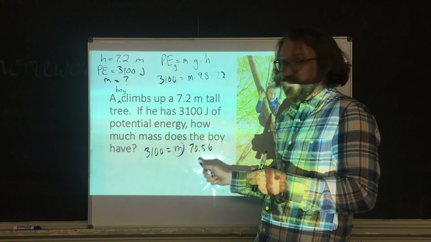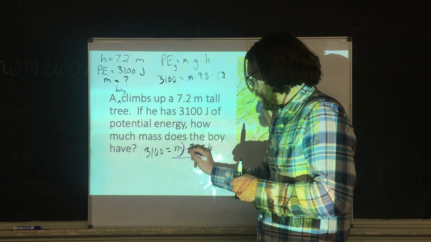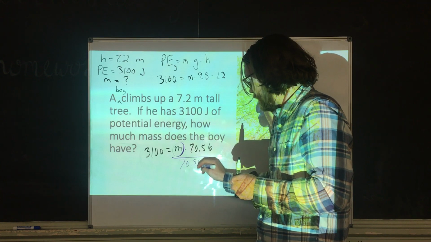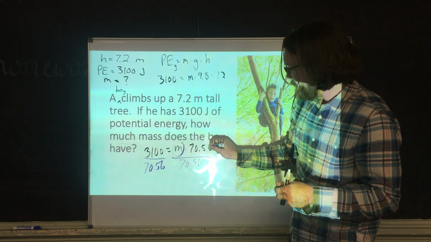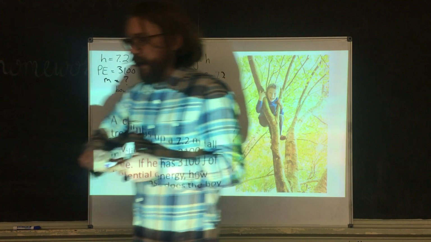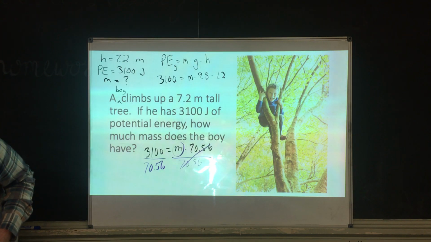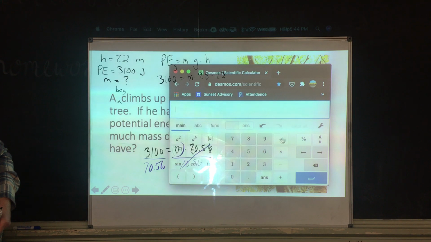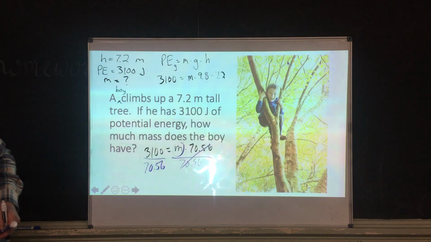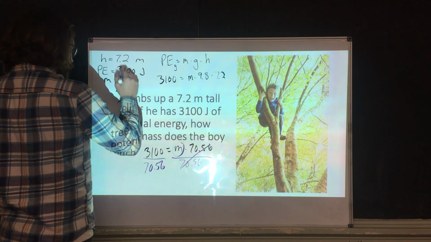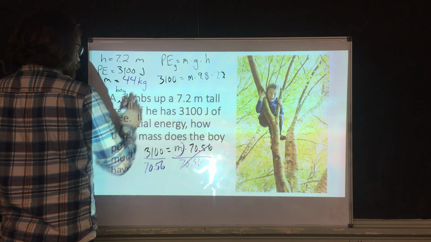Well, look here. This is multiplication, so we have to do the opposite of multiplying, which is dividing. You divide by 70.56. Whatever you do to one side, you have to do to the other. 70.56 divided by itself is 1. And we go back to our calculator to see that. We have 3,100 divided by 70.56, which gives me about 44. We'll round up. Yay! How much mass does the boy have? He has 44 kilograms of mass.